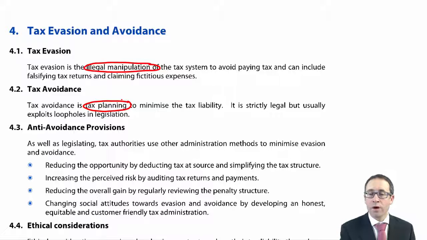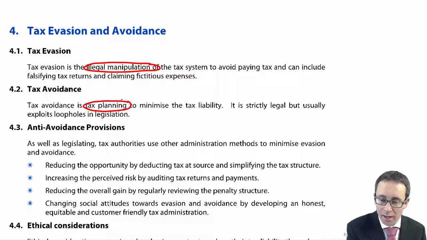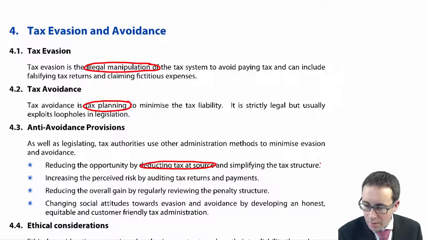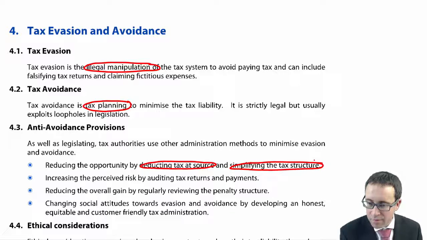So what they are going to do to try and minimize evasion, and also, if you like, the avoidance that we've just mentioned, try to go through there and reduce the opportunity by deducting your tax at source. Okay, so making sure there that the companies don't have the option to do self-assessment, but that's going to be very difficult because then that passes the burden on to the tax authorities, doesn't it? So it's a nice idea, but very difficult to work in practice. Maybe what we could do there is simplify the tax structure.